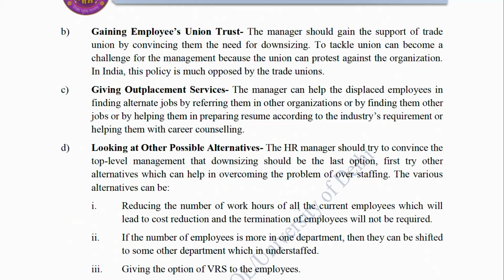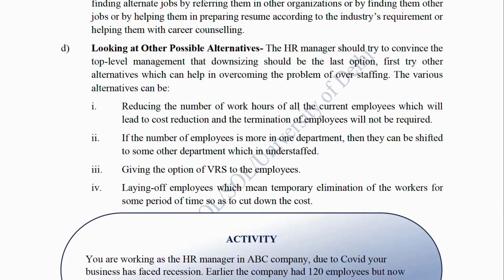Fourth, looking at other possible alternatives. The HR manager should try to convince the top level management that downsizing should be the last option. First, try other alternatives which can help in overcoming the problem of overstaffing. The various alternatives can be: first, reducing the number of work hours of all the current employees, which will lead to cost reduction and the termination of employees will not be required.